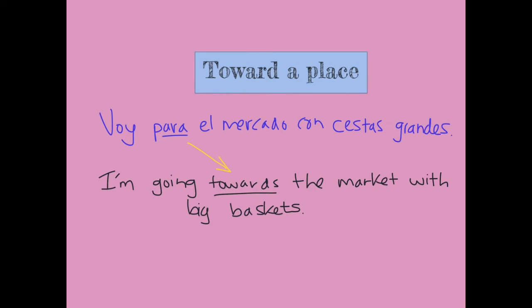We also use para if you're talking about some sort of destination, like you're heading towards a place. Voy para el mercado con cestas grandes. I'm going towards the market with big baskets. So that's my destination. Where am I heading? The mercado. So that para works for towards a place.